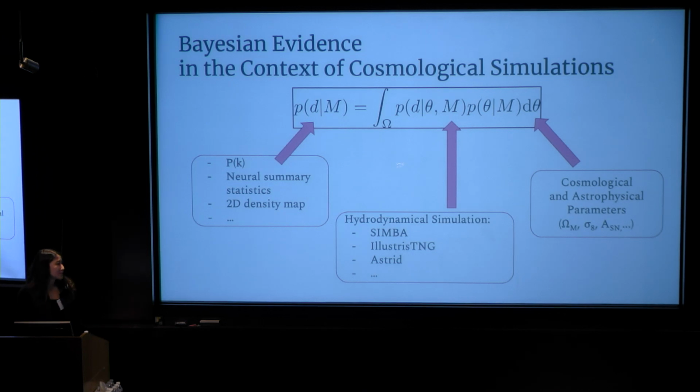So in the context of cosmological simulations, what exactly do we mean by the model and the data? So when it comes to the model, this is the hydrodynamical simulation that is used in the analysis, such as, for example, SIMBA or IllustrisTNG. And then the observed data vector could be either a traditional summary statistic, like the power spectrum, or perhaps a neural summary statistic that's derived from the data. Or it can be the uncompressed data itself. And then the parameters are the cosmological and the astrophysical parameters of the simulations.